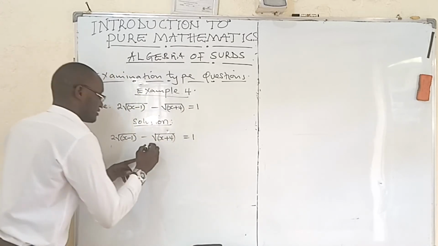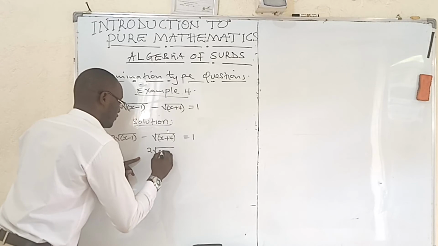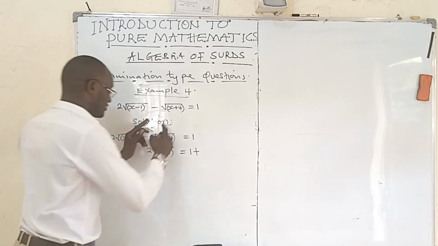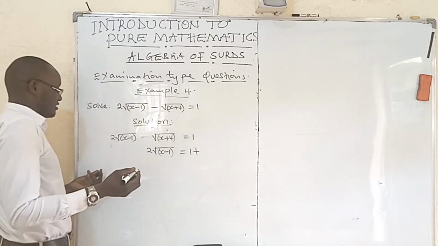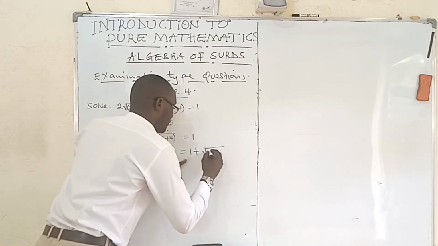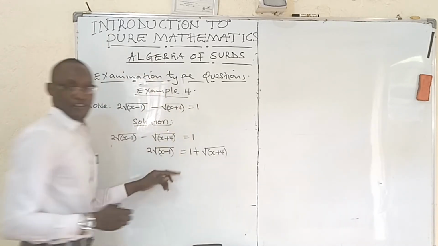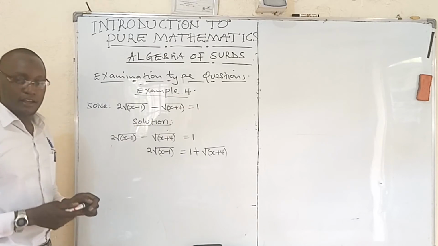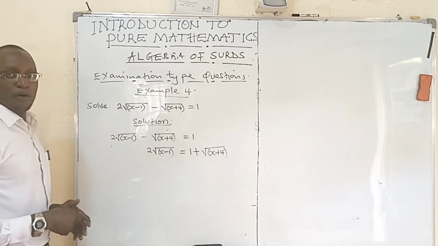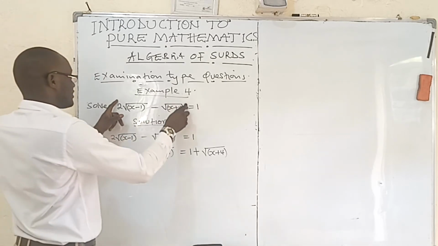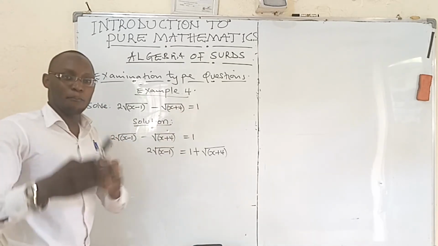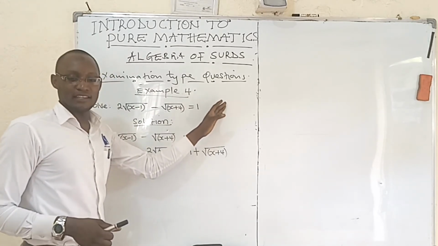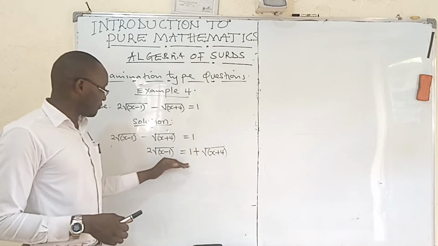Then I'll take this the other side, such that I have 2 root of x minus 1 is equal to 1 plus, it will now become a plus, the whole of this, root of x plus 4. Very simple. Then from that kind of arrangement, we can go. I've told you the trick here is by squaring both sides. If you square this left hand side, it was going to be a little bit complex for you. But after dissociating the root, taking them to the right hand side, then at least we are seeing some simplification.